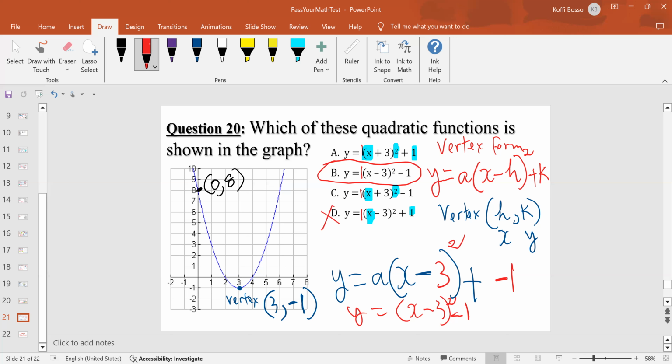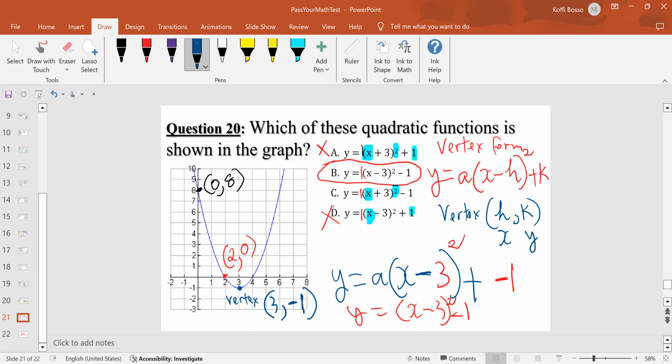Now, because we see here that C gives you 8, you cannot just jump on that, because B also gives you 8. If you replace x by 0 in B, you have negative 3 squared, which is 9. 9 minus 1 is 8. That means you need to choose another point. I can choose this point, because I have 2 answers left. A is out, so we have B and C. This point here has x equals 2, and the y value is 0. So I'm going to check in B and C to see for which function when x is 2, the y will be 0.